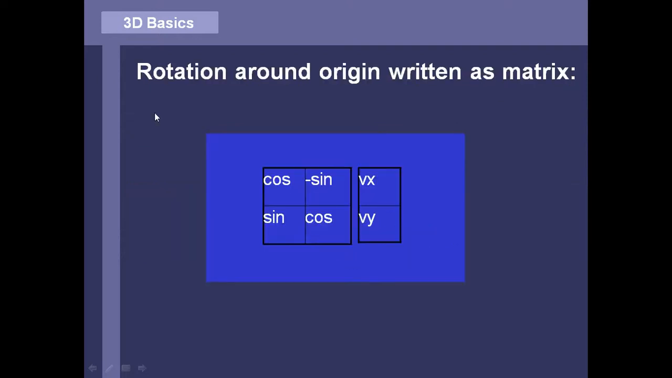And rotation around origin written as a matrix, we have cos x, sin x, minus sin x, cos x, and this is a matrix, this is Vx into Vy.